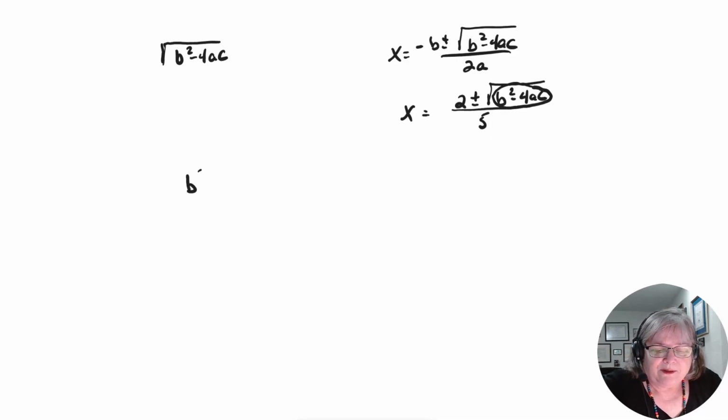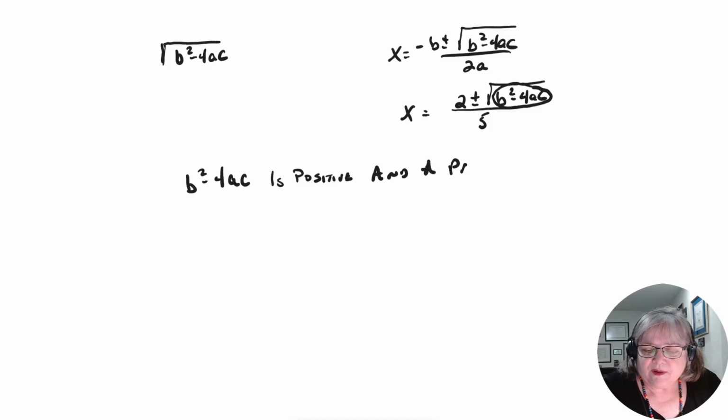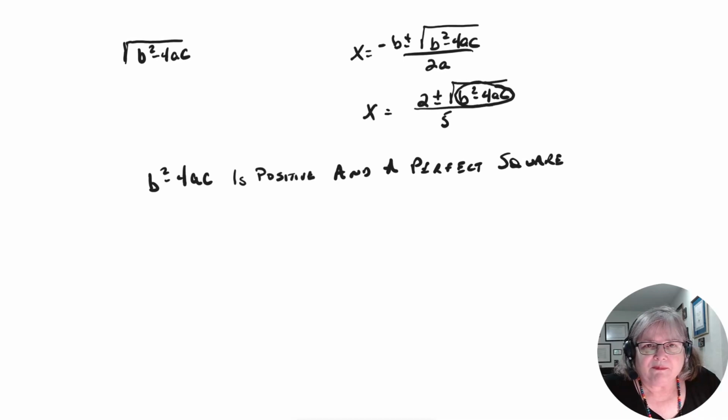So if b squared minus 4ac, after you clean it up, is positive and a perfect square, like 16 or 25, something like that, then after you take the square root of it, you're going to get an integer, right? The square root of 16 is 4, the square root of 25 is 5, and so forth. And when you add and subtract that to another integer over here and divide by an integer, you're going to get rational solutions.